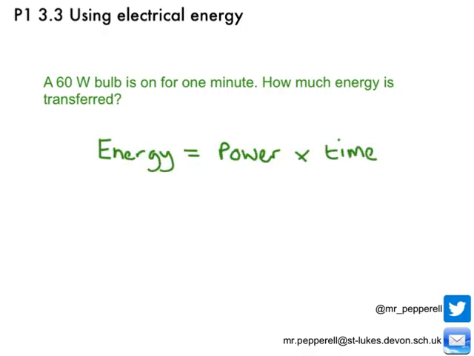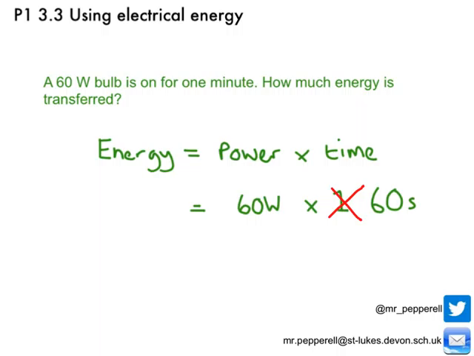Let's try it out. My first mark is going to come from writing down the equation, energy equals power multiplied by time. The second thing I need to do is substitute in my figures. I've got a 60 watt bulb and my time was 1 minute, but hang on a second, remember what we're doing here. We've got power of 60 watts and my time this time should be measured in seconds. So 1 minute is no good for me. My time needs to be in seconds. So 1 minute is actually 60 seconds.